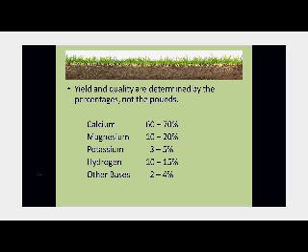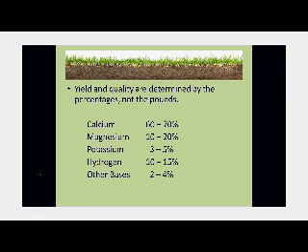Okay, talking about the base saturations further, your yield and the quality are determined by these percentages and not the pounds. If you look at a report, a lot of times we show you the pounds of these nutrients in there, but when you're trying to determine yield and quality of your crops, you need to be looking at these percentages.